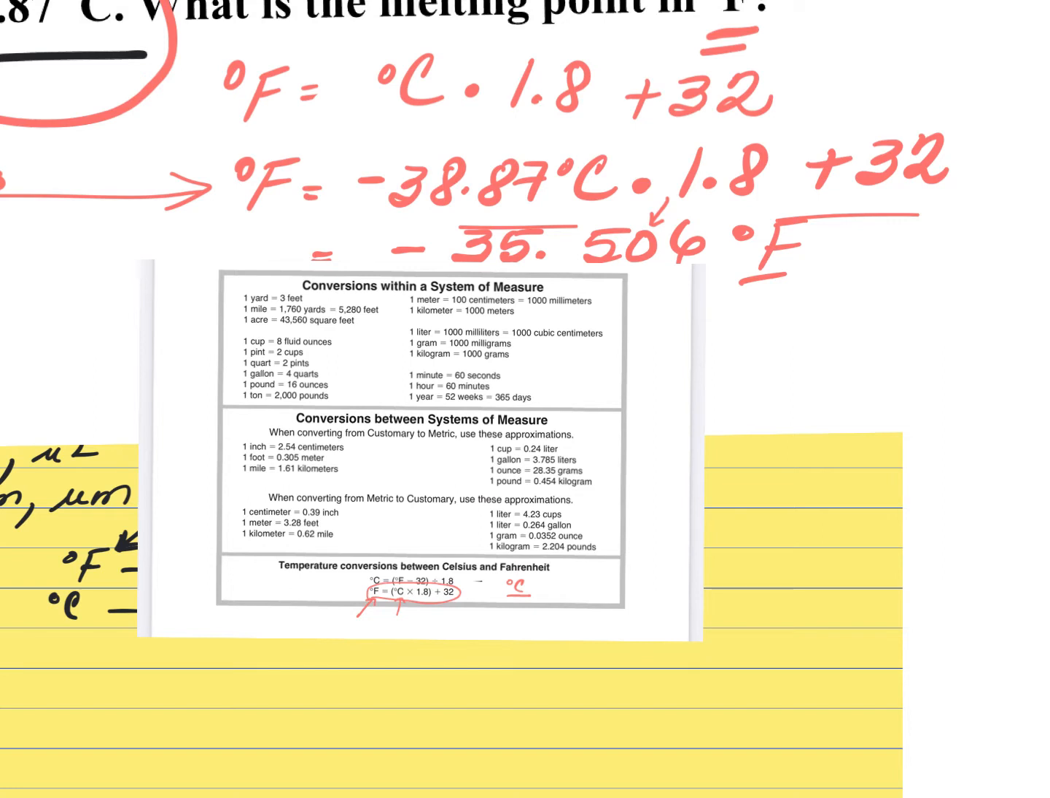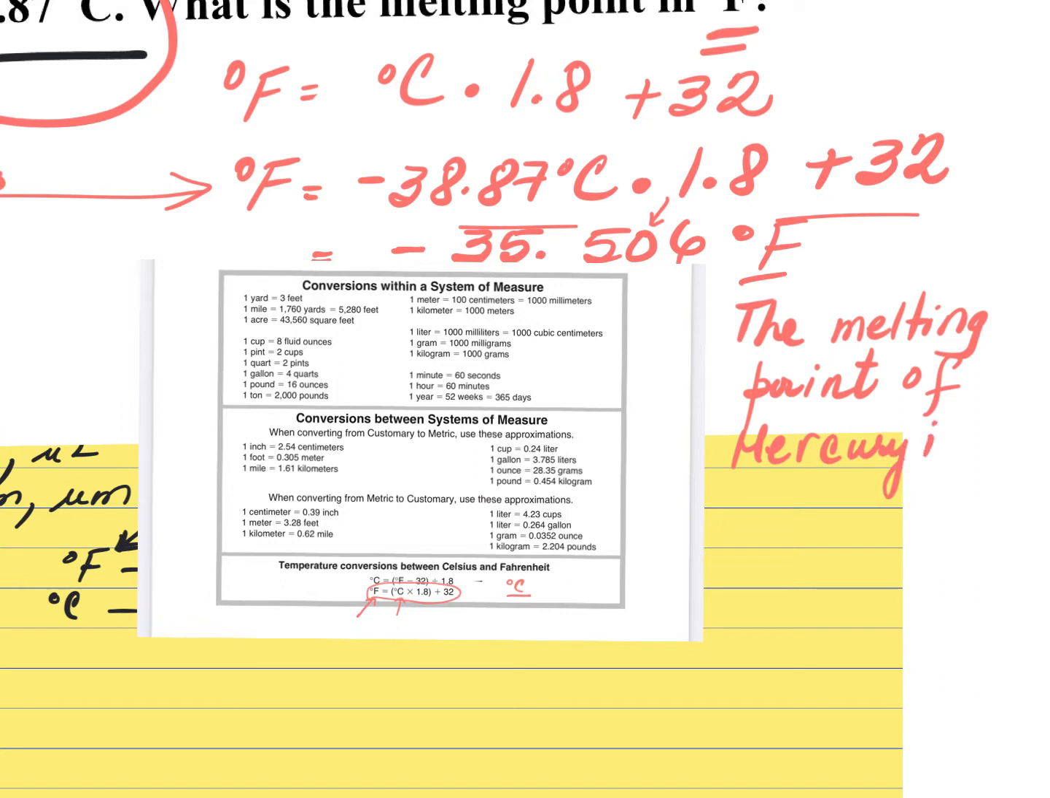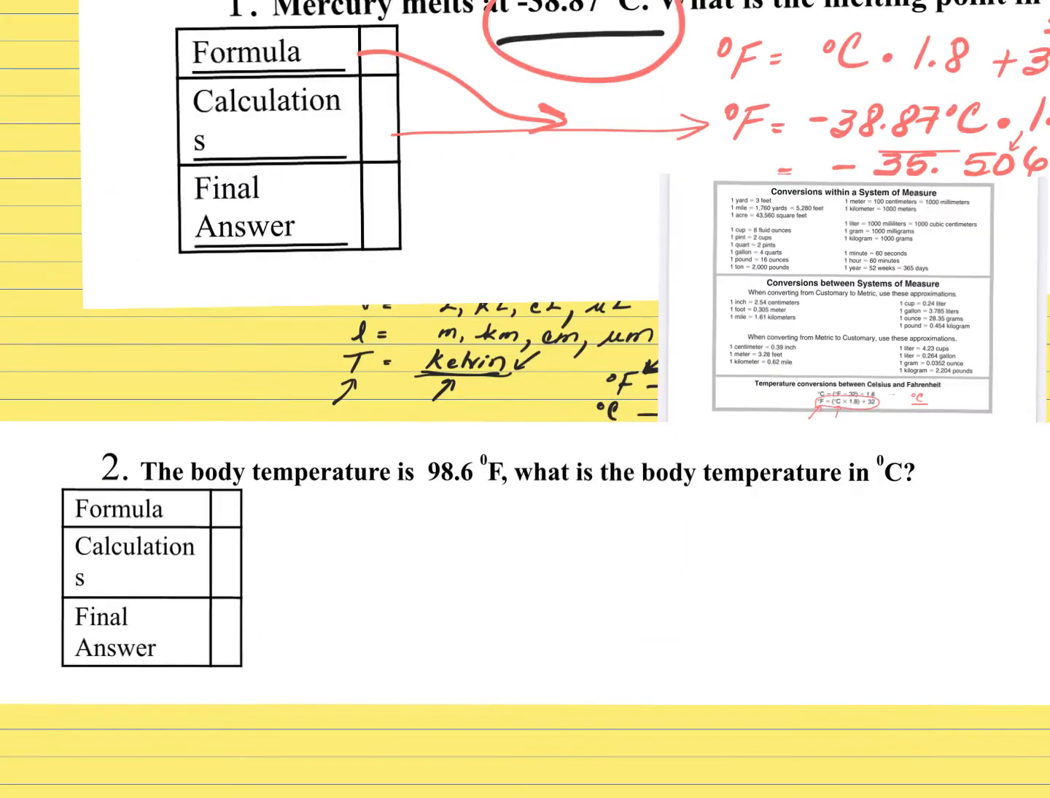So the final answer here is the melting point of mercury is negative 35.51 degrees Fahrenheit. See that? It's not complicated.